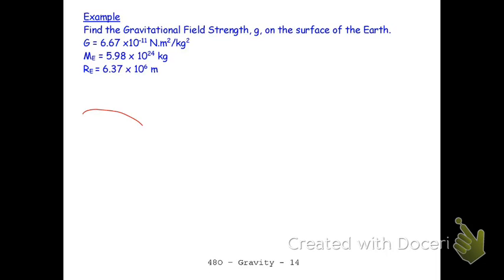So now we have Earth, and we have a point. There's no mass here, but there's a point in space, and it's on the surface of the Earth. I want to find G here. So it's not that I'm putting a mass there and saying how much does it weigh. I'm just saying here's a point in space.